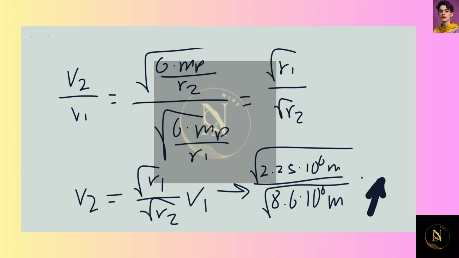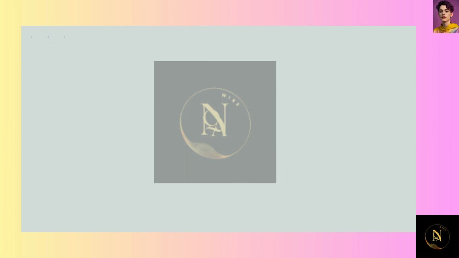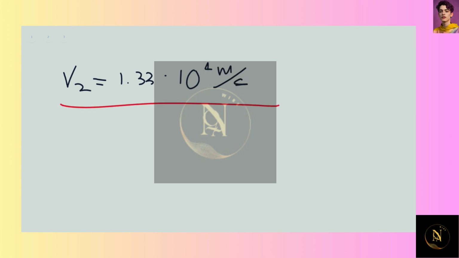Draw an arrow, make room down here. 2.25 times 10 to the 6. And even though it's a little bit messy, when we plug in all our numbers, we get that our answer is equal to 1.33 times 10 to the 4 meters per second. And that's the answer to this.